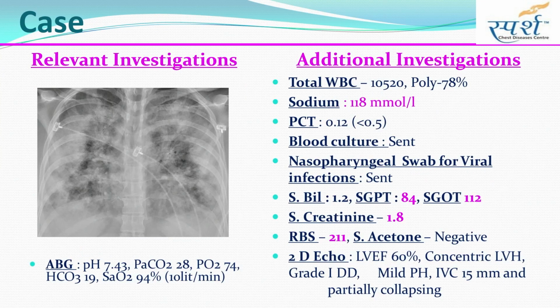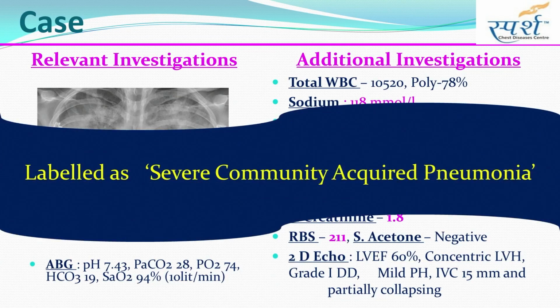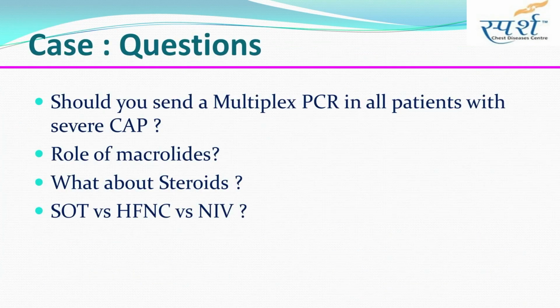Some additional investigations which we got in the next couple of hours showed that his sodium was low, mild elevation in hepatic enzymes, creatinine was borderline high. We also got a bedside echo, which did not show anything significant apart from concentric LVH. This patient was labeled as severe community-acquired pneumonia. And these are the questions which we tend to encounter when we see a patient like this coming into the emergency room. What about the newer investigations?